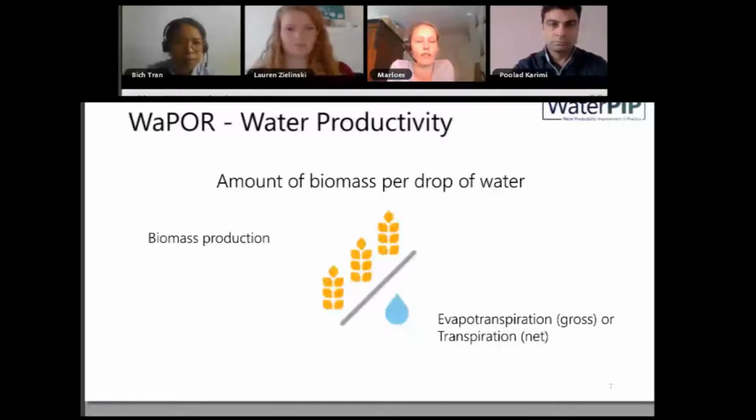And the gross is by dividing it with the total ET, and the net is dividing the biomass by just the transpiration, so just the amount of water that the plant is using. Well, ideally you want to see, what is the crop production, but at this stage the WaPOR portal is providing biomass water productivity.